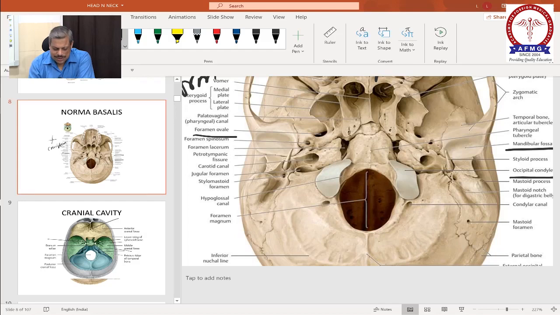So keep in mind these facts. This is the carotid canal. This is the posterior opening, and this is the anterior opening of the carotid canal. The internal carotid artery enters through the carotid canal.